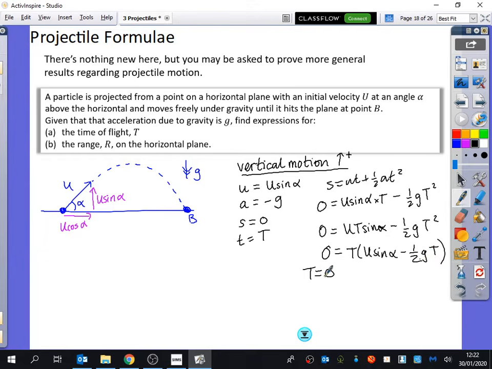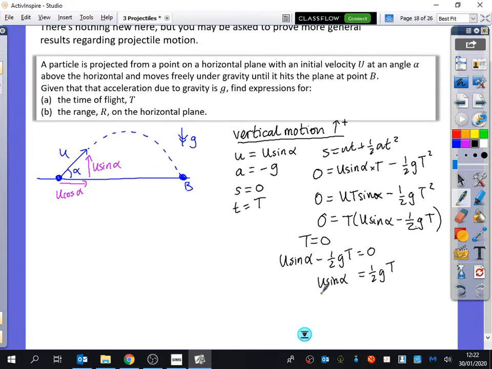So either t is equal to 0. That's the one that's just not interesting, because we know at 0 there is no displacement. But now the other thing that we've got here is u sine alpha minus a half gt is equal to 0. So just putting that to the other side, we get u sine alpha equals a half gt. So multiply by 2 and divide by g, and you get what the time of flight is.